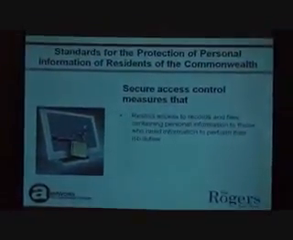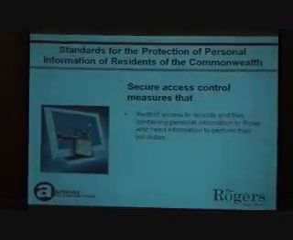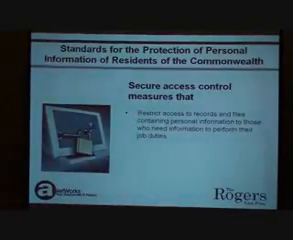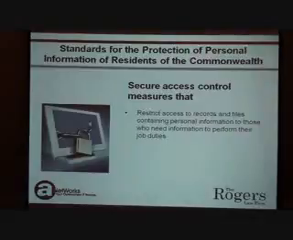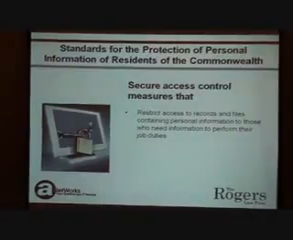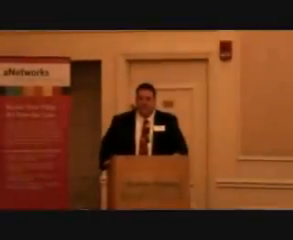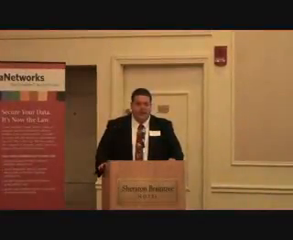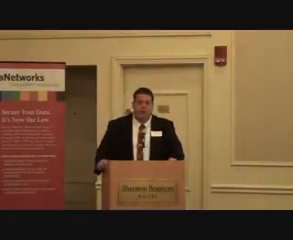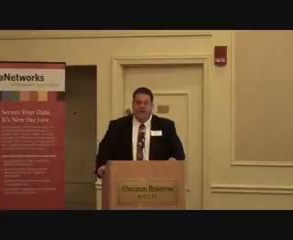Secure access control measures that restrict access to records and files containing personal information to those who need the information to perform their job duties. So you want to identify on your network where you have secure information, and that information needs to be secured. Now, how is that secured? Well, first thing, username and password, and it has to be the proper authentication to get that information. And you need to record and log every time they access the information, so you can know who, what, when, where, why that information was accessed.